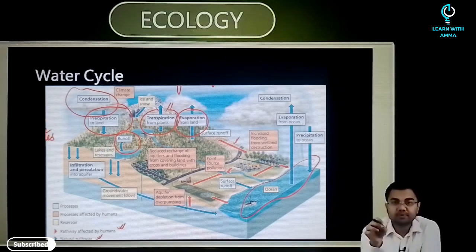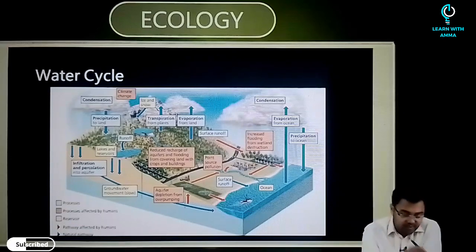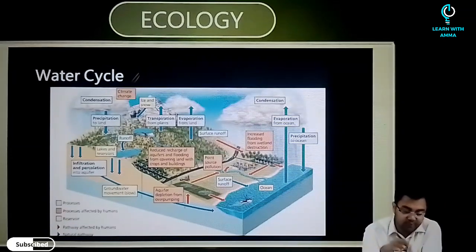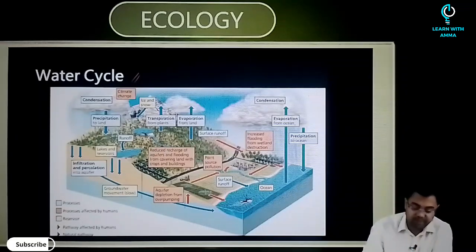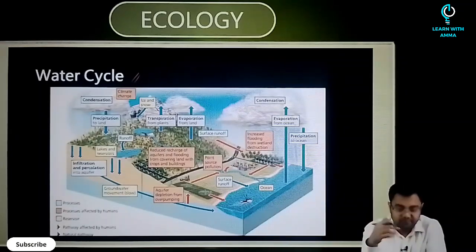Now let us begin with all the nutrient cycles or the biogeochemical cycles. The very first one that we have is the water cycle. So have a look at this particular picture. You will understand what are the various sources by which the cycle of water is maintained.